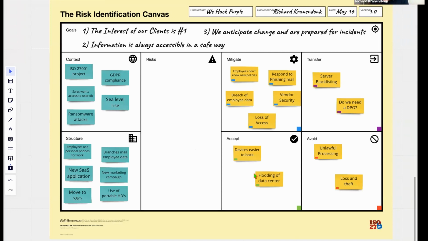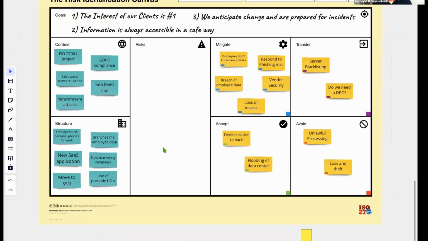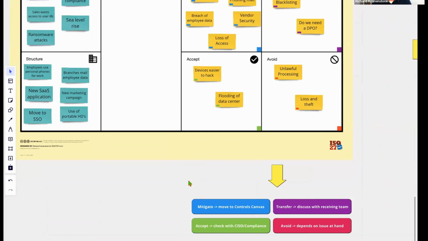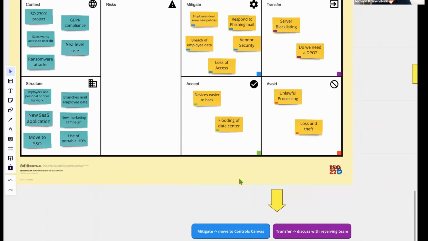departments and between teams to get them to agree on something. That might not work. And in that case, there will always be a higher power within the organization, the CISO, or maybe the CEO or the CTO, which has to make a final decision on that. But at least now the decision is clear, documented, and understandable for everybody. So then we are going to make the next step. And that is for all the risks in mitigate, we move to the next canvas.